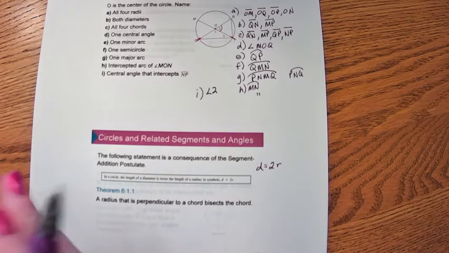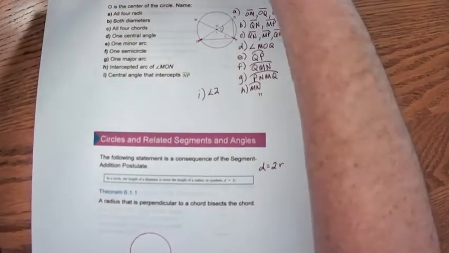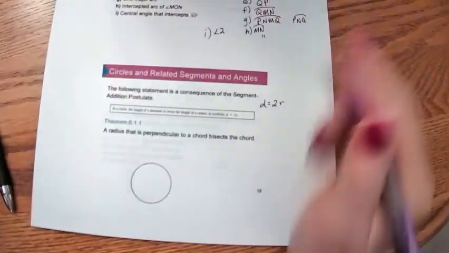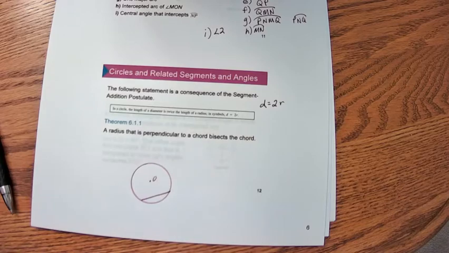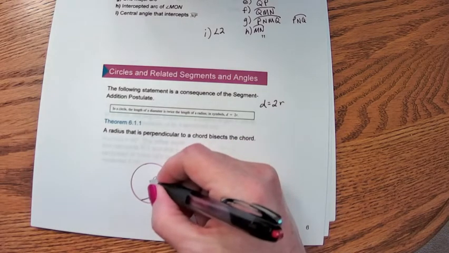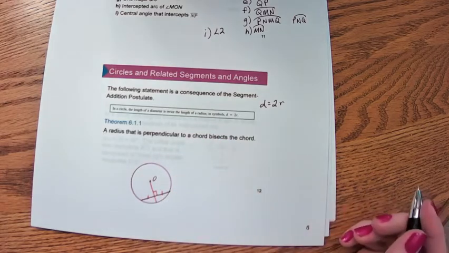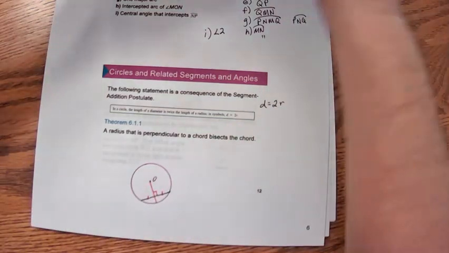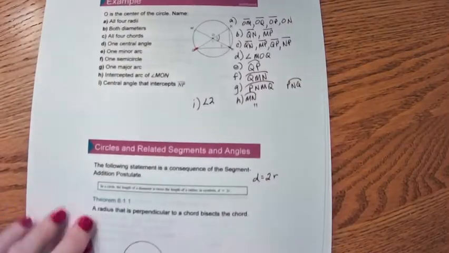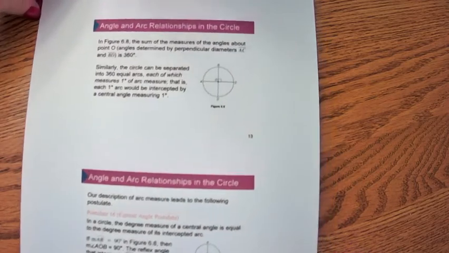And something else that's interesting about circles is that any radius that is perpendicular to a chord. So here we'll have our center O, and let's say here's our chord. Any radius that is perpendicular to a chord will bisect that chord. So that's something that we'll probably use when we're talking about measurements. A radius that's perpendicular to a chord bisects the chord. Bisect, of course, meaning creating two congruent segments.